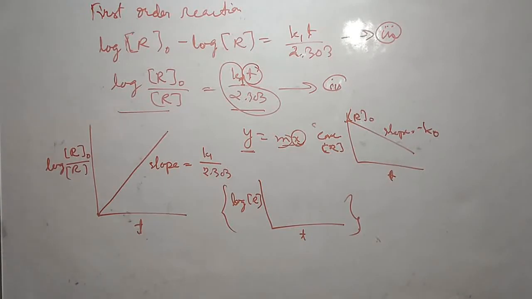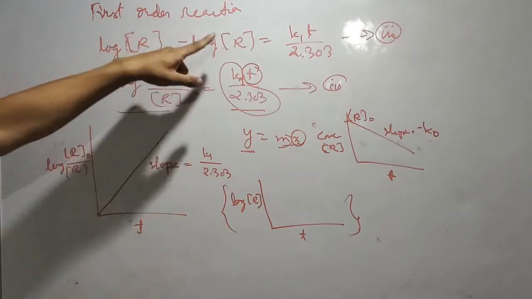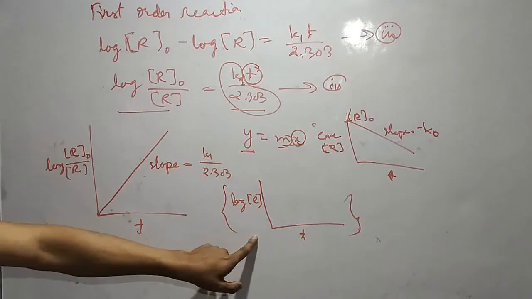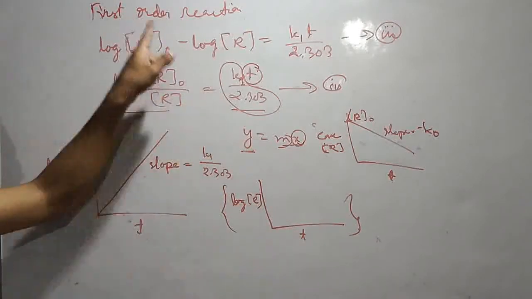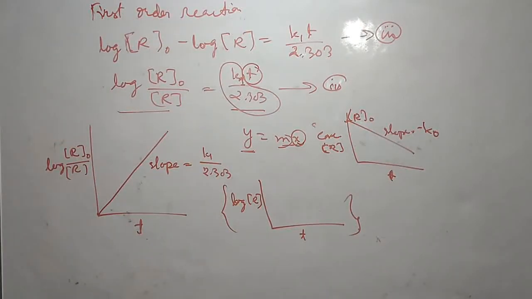Clear? Now I want you to find the integrated form for the second order reaction, and also plot the graph for log r versus time for the first order reaction. And one more thing, you have to find the graph representation for even the second order reaction.